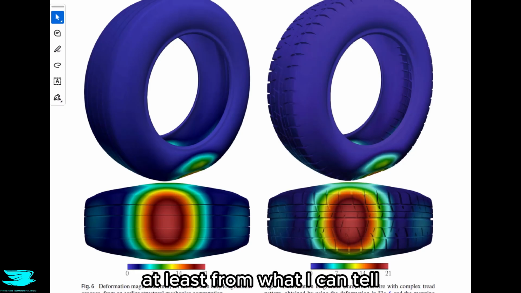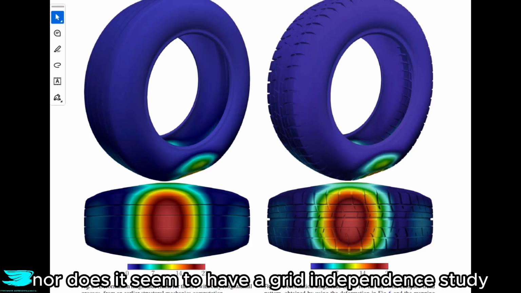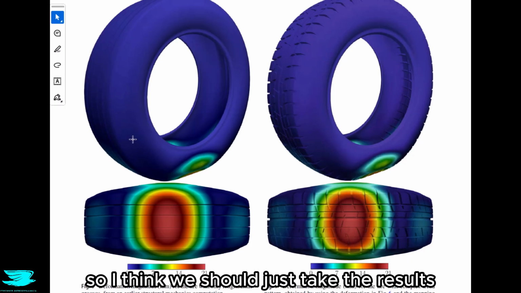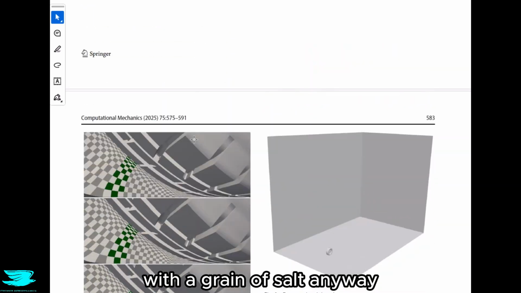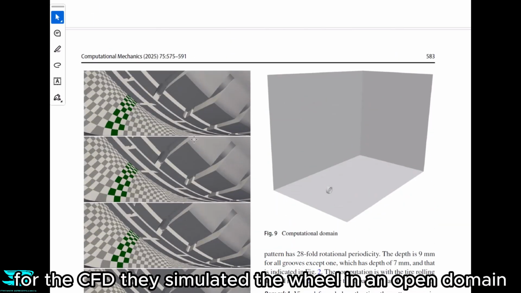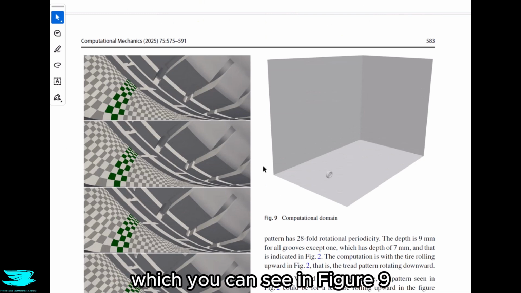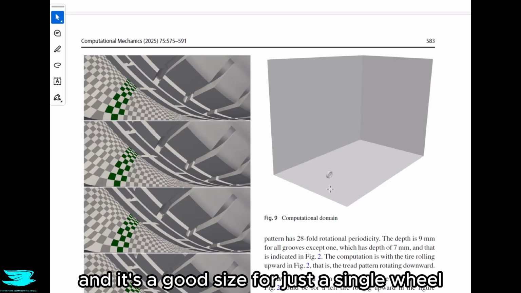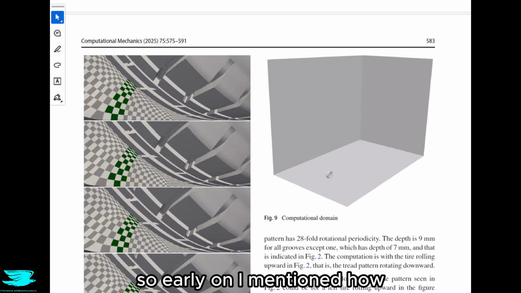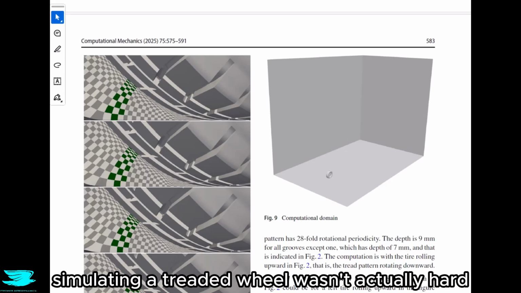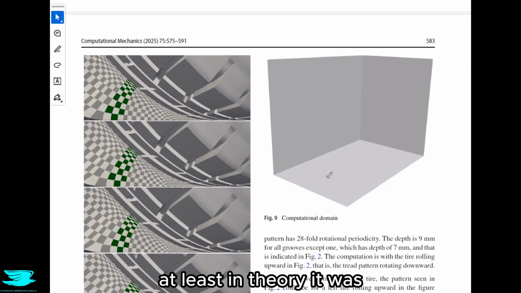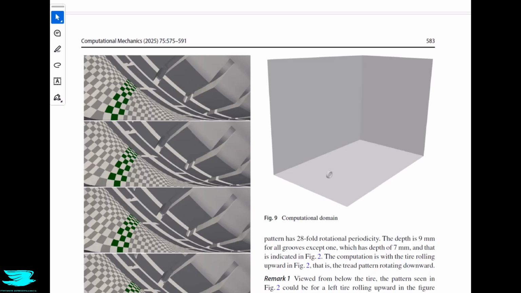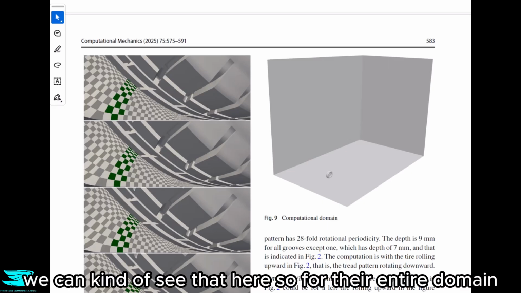Now the CFD doesn't have any validation, at least from what I can tell, nor does it seem to have a good independent study. Neither of those are good, so I think we should just take the results with a grain of salt. Anyway, for their CFD, they simulated the wheel in an open domain, which you can see in figure 9. It's really big and it's a good size for just a single wheel. So early on, I mentioned how simulating a treaded wheel wasn't actually hard, at least in theory. It was when it comes to practice, though. That's when the problems arise. We can kind of see that here.